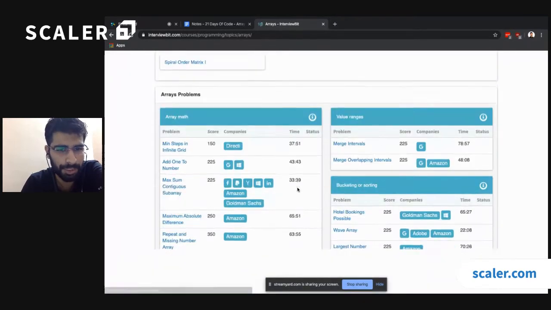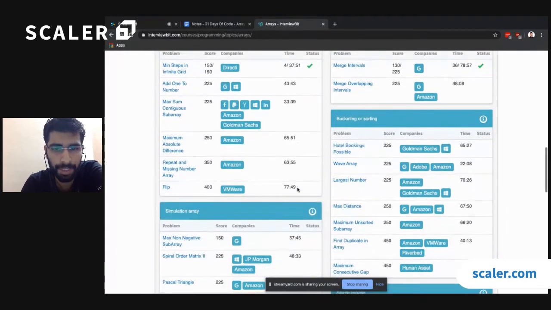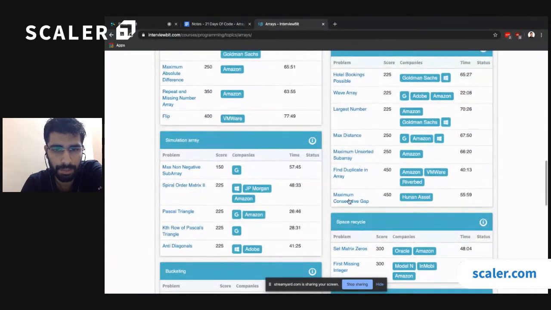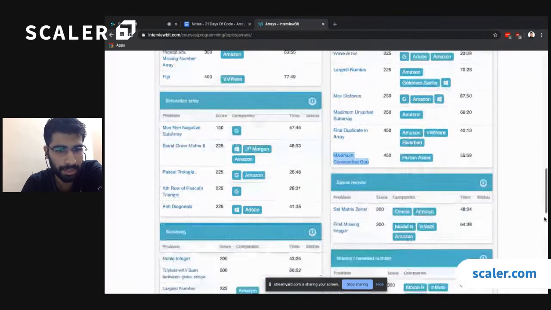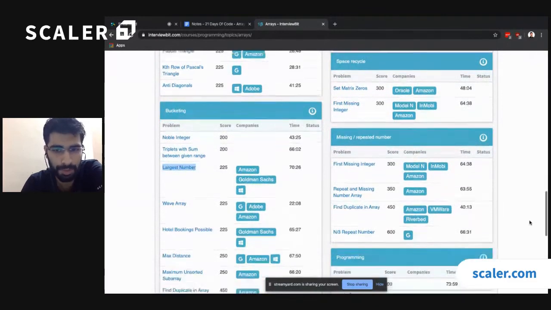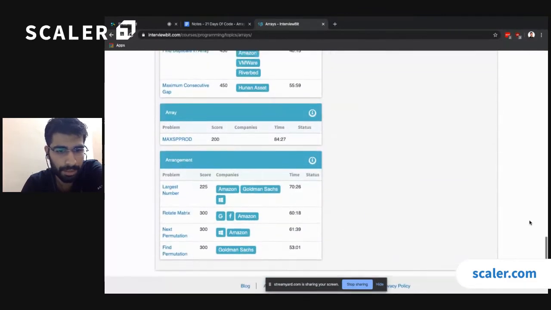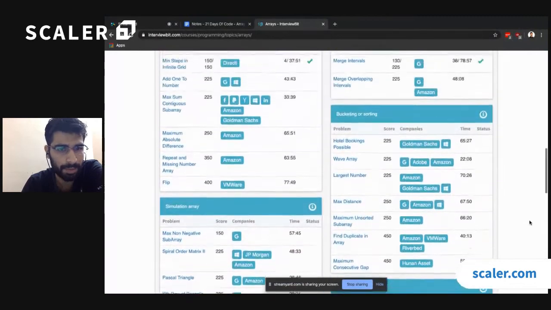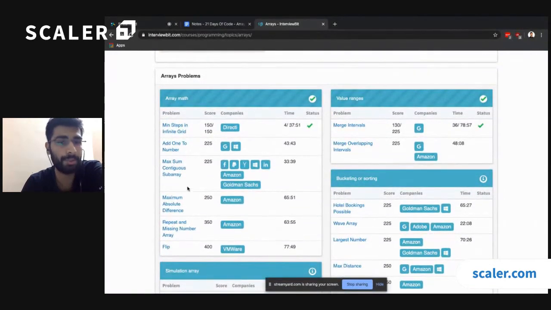So what were the questions that people had told us to solve today? The very first question was maximum consecutive gap, so we will be solving this today. The other was largest number, so we will be solving this. And the next one was maximum sum contiguous subarray. Great. All these questions are quite popular and are asked at some great organizations, so it will be interesting solving them. Let us start with maximum sum contiguous subarray.